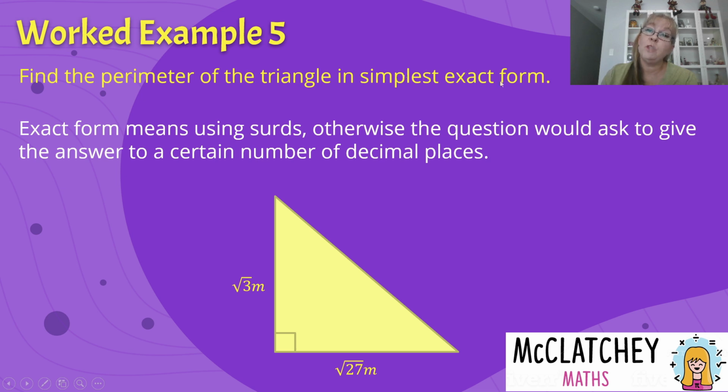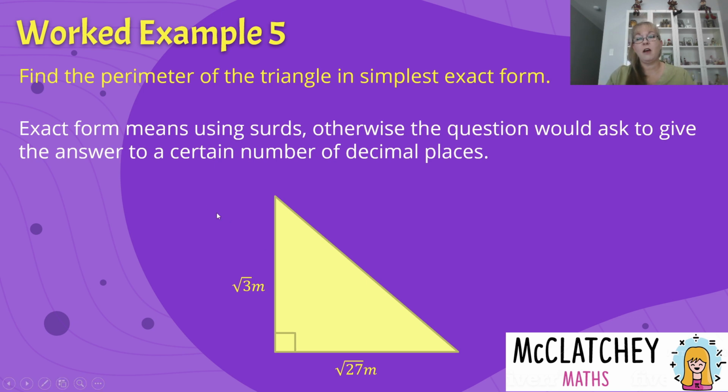Otherwise, if the question wanted this rounded, because remember, surds are irrational numbers with an infinite number of decimal places. So if it asked us to round those to a certain number of decimal places, it would state that instead. So that means we're not just putting this in the calculator and coming up with a number that's rounded. We're going to give it an exact form, which is the surd.